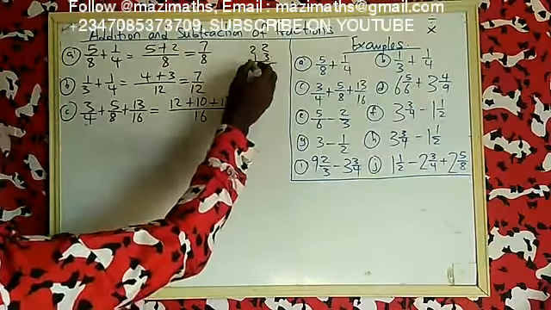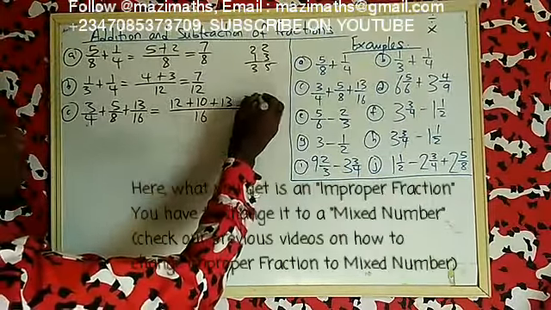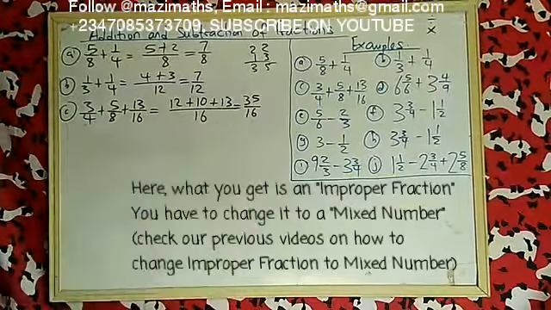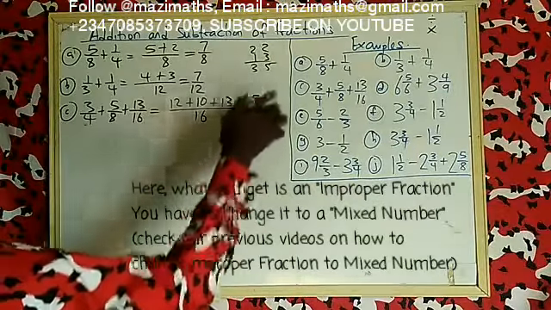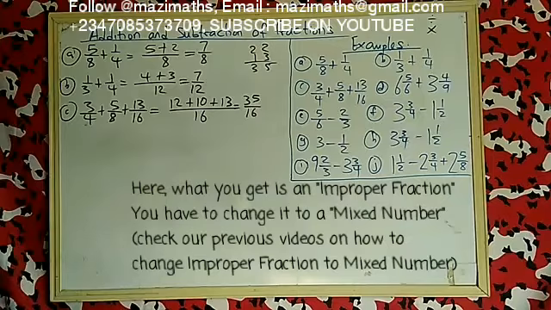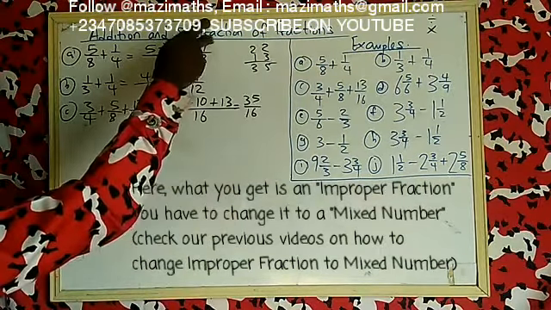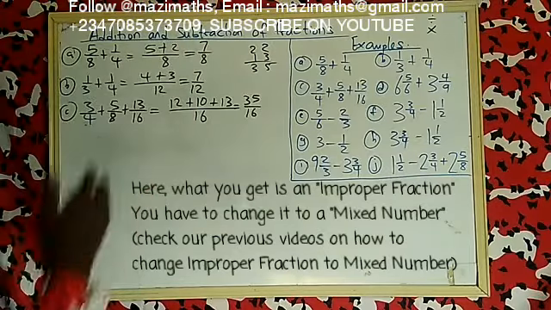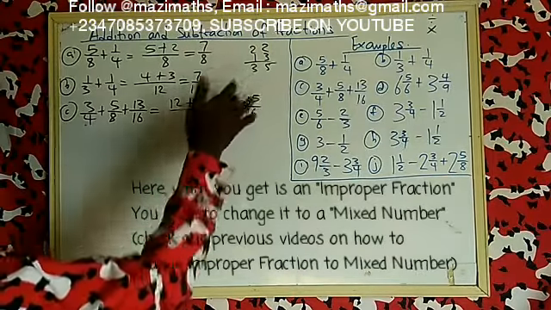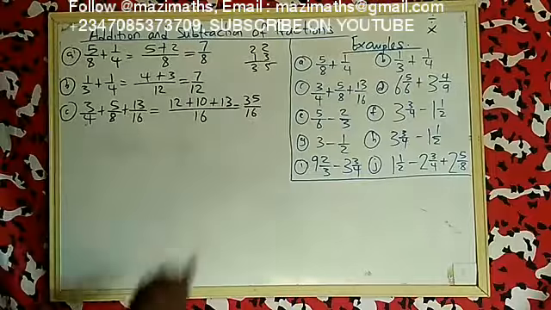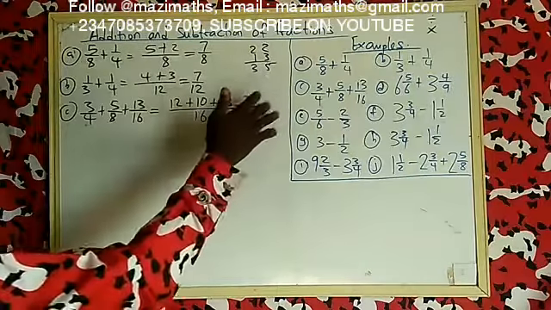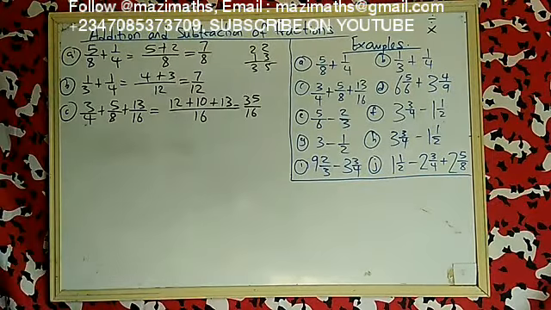Here you have 5, and here you have 3. So now you have 35 over 16. But in this case, what you arrive at here is an improper fraction, so you are not going to leave your answer like that. We left these ones like that because our answers are proper fractions and you cannot divide anything there again. But since what you arrive at here has a big number up and a small number down, you are not going to leave your answer like that. You must change your answer to a mixed number.